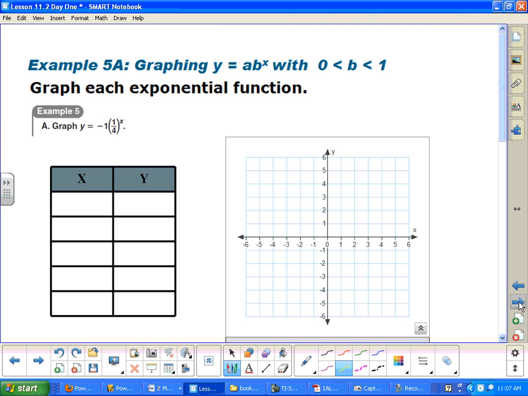All right, so let's look at one other one. Okay. So how about when we have y equals a times b to the x, we're going to deal with b between 0 and 1. So in this case, b is between 0 and 1 instead.